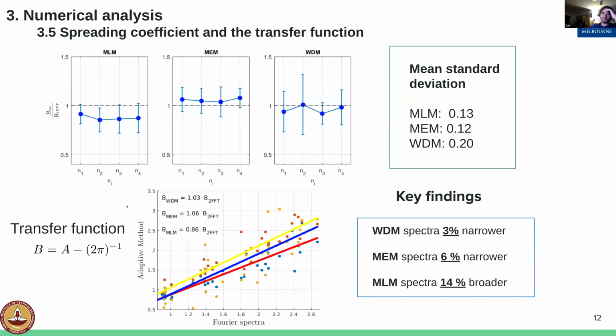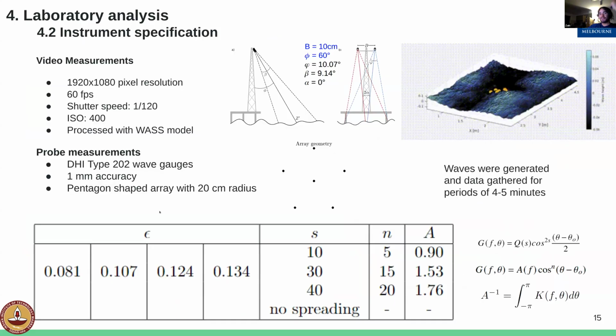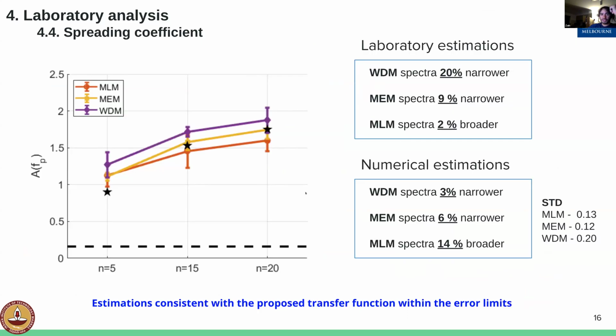So yeah, using the probe measurements, we estimated the spreading coefficient with each of the methods. In this graph, I'm showing the mean spreading coefficient at peak frequency for WDM in purple, MEM in yellow, and MLM in red. These are averaged across all cases of steepness for each spreading case. This is with cosine to the power of 5, cosine to the power 15, and 20. We estimated the difference in the average there to obtain the efficiency of each of the methods in estimating the spreading, similar to what we did with the numerical approach.